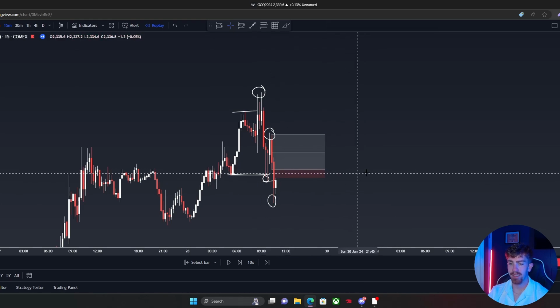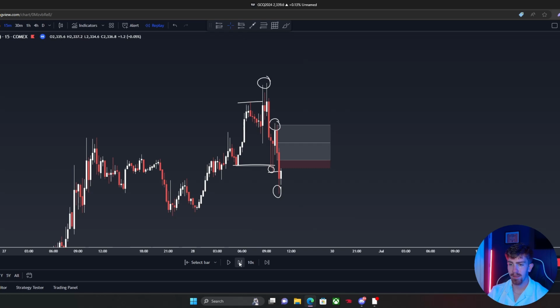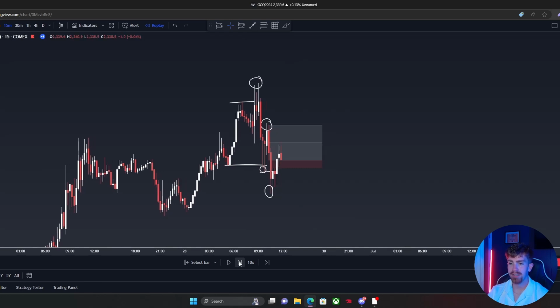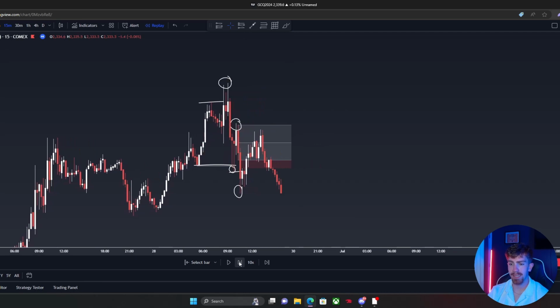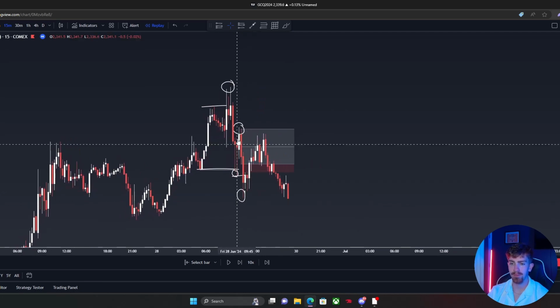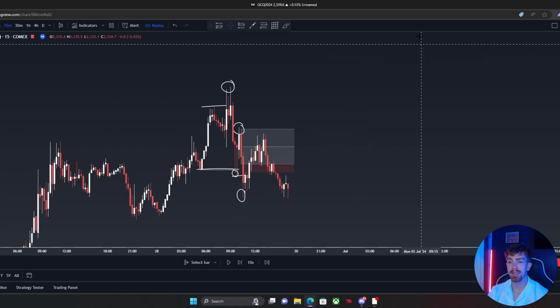This red zone right here is an imbalance. And all we wait for is for price to come back into the zone and mitigate 50% of it to then drop back down and mitigate that low sitting to the left that we created from this high. And that is it. It is simple as that.